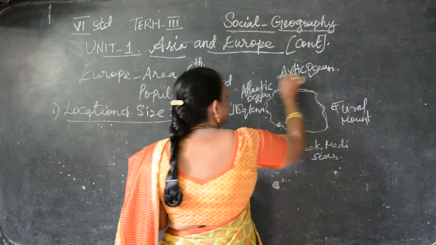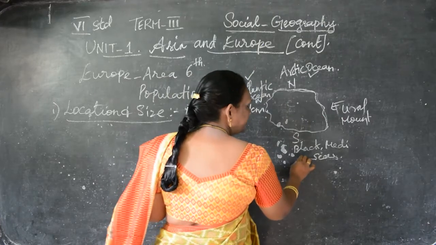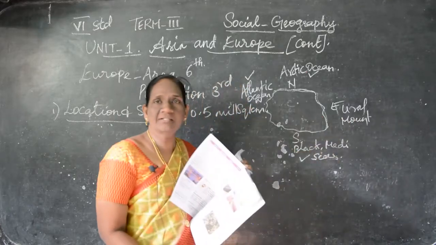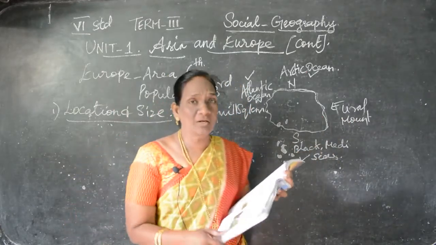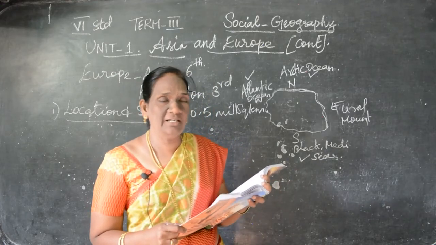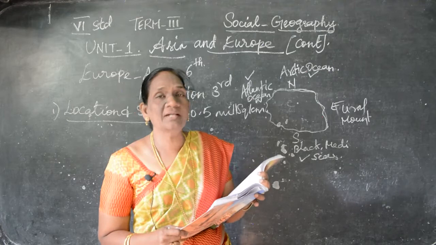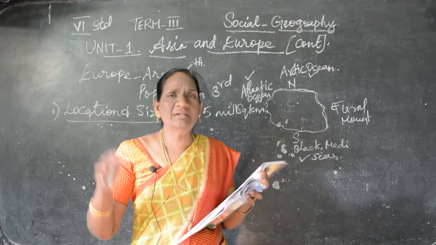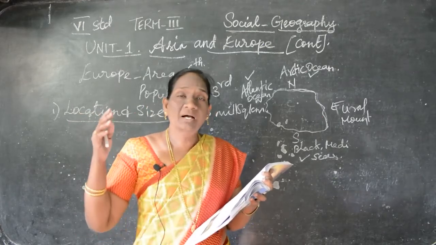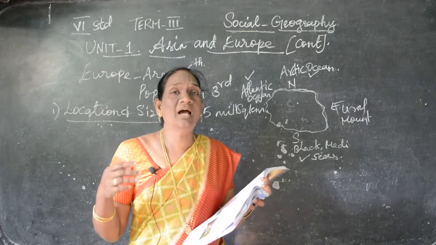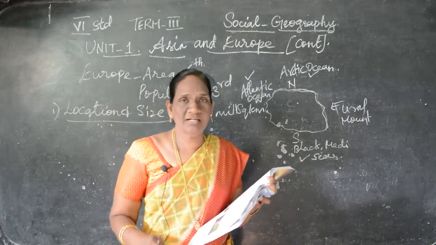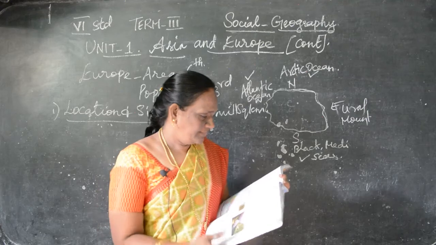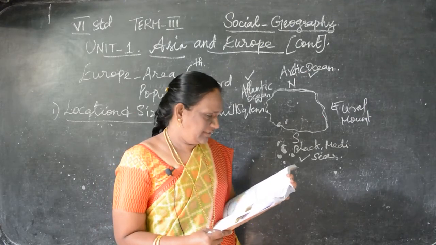Here, three sides are covered by water. The Arctic Ocean is water, the Atlantic Ocean is water, the Black Sea and Mediterranean Sea are water. So three sides are covered by water and one side is land, that is the mountain. So this European continent is called a giant peninsula, and it is also called the peninsula of peninsulas. Understand? In the European continent many countries are there, and some of the countries in Europe are like peninsulas. So the European continent is called a peninsula of peninsulas. Okay, we'll see next.